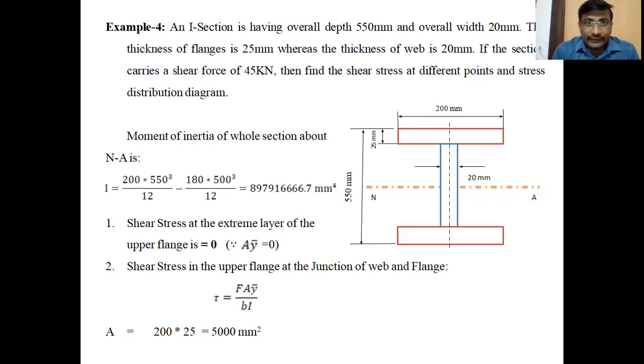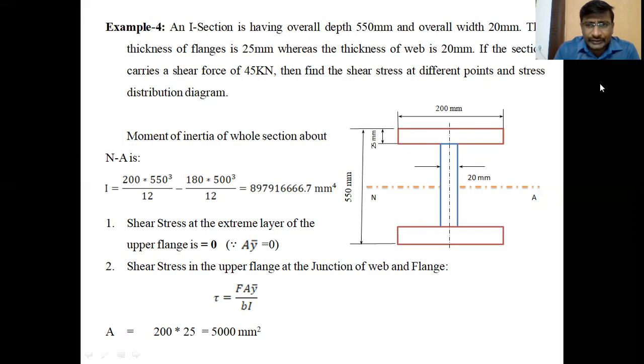This is the given figure, I section figure having the overall depth 550 mm and width is 200 mm. It is mistakenly written as 20 mm, but in the figure it is given as 200 mm. Overall width is 200 mm, having the flanges thickness 25 mm and web thickness as 20 mm. The horizontal members are called the flanges, and this vertical portion is called the web. Web having the 20 mm thickness and both flanges having 25 mm thickness.